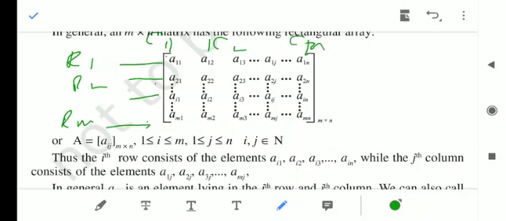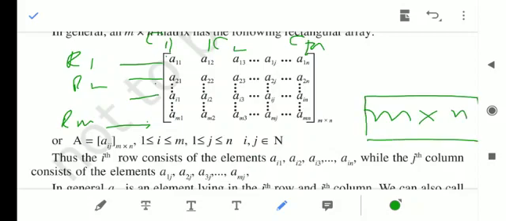So how many rows are there? M. How many columns are there? N. So what is the order of this matrix? M by n. How many elements will there be? M into n. And what are the descriptions of these elements? A11, A12, A13, up to A1n, then A21, you can see here. So in this way a matrix can be defined.